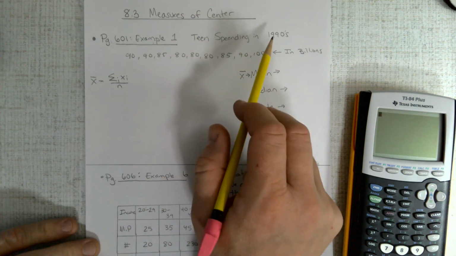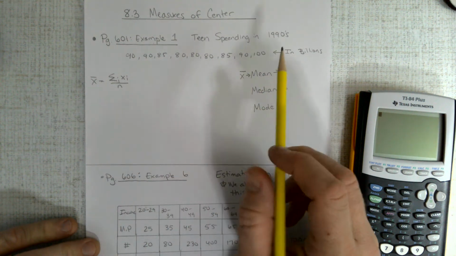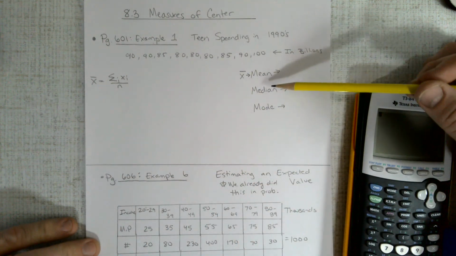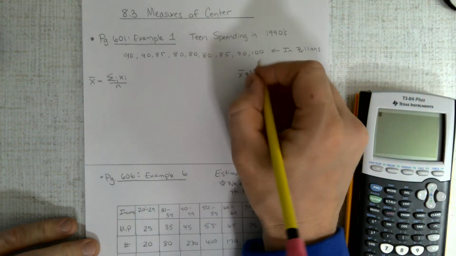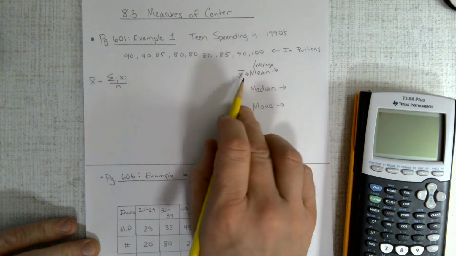Remember, sometimes you make free throws, sometimes you miss. Well, what's most likely? We have three ways to do this. Hopefully you've seen them before: the mean, median, and the mode. The mean is the average. So that's basically what we're doing today, finding averages. So what is the average?